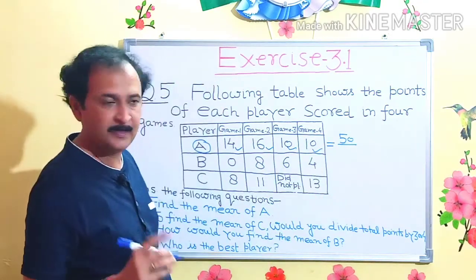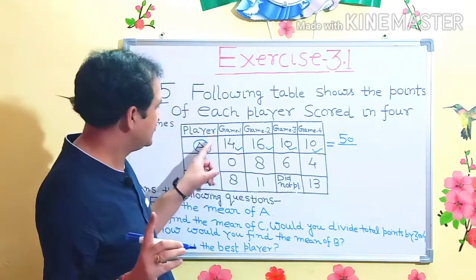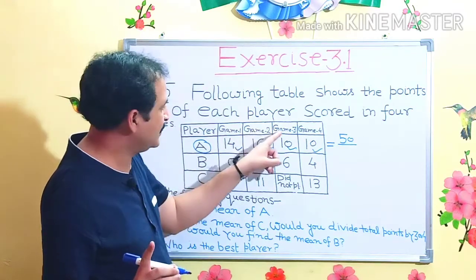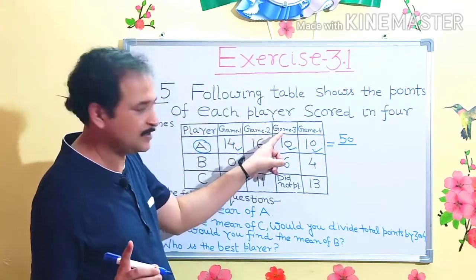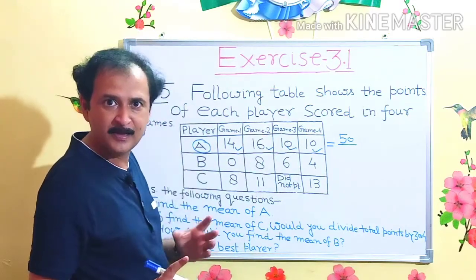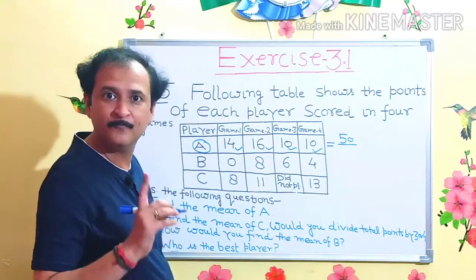Player A played in all the 4 matches. He played in game 1, in game 2, in game 3, and he also played in game 4. So player A played in all the 4 matches, so the number of observations is 4.